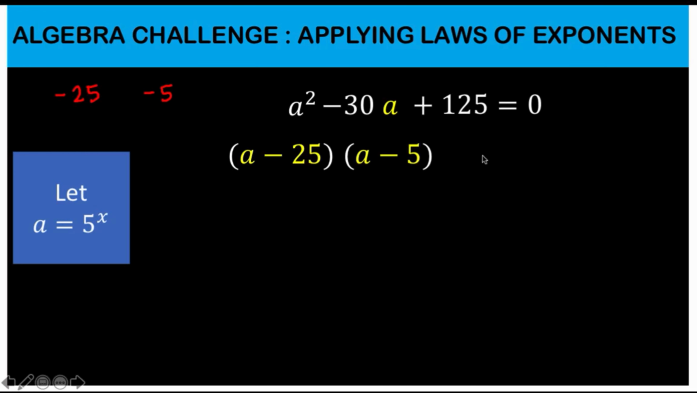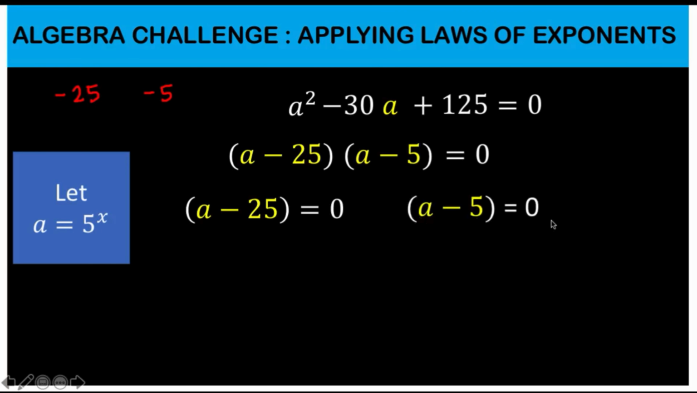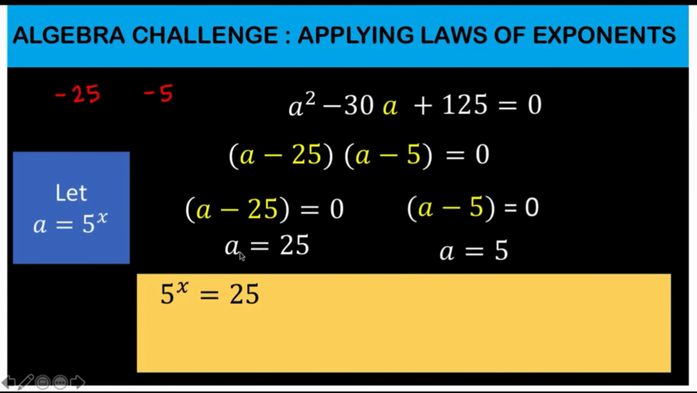The product is 0. And when the product of two factors is 0, one of these factors must be equal to 0. Either the first factor is equal to 0 or the second factor is equal to 0. And solving the left side for a, we get a equals 25. And solving the right side for a, we get a equals 5. But what is the value of a? We said that a is equal to 5 raised to x. And so, instead of a, we have 5 raised to x, copy equals 25. And solving for x, to what exponent should 5 be raised in order to get 25? That exponent is 2. So x equals 2.